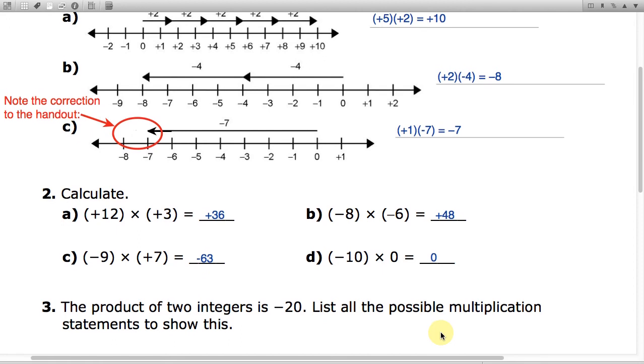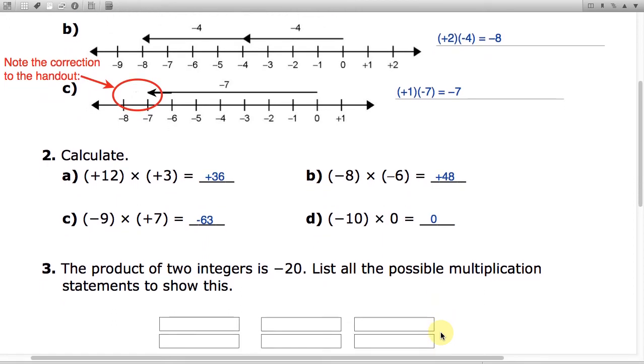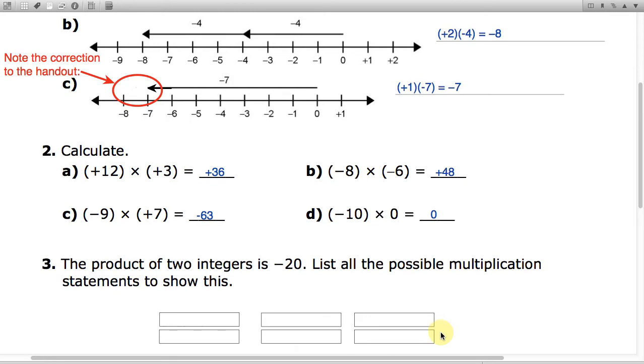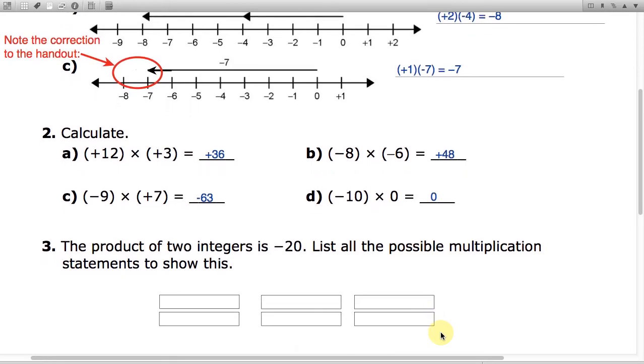So now taking a look at the next question, we would like to list the numbers whose product is, so we want 2 integers whose product is negative 20. We want to list all possible multiplication statements. So here is one, starting off with the simplest. Of course, 1 will go into 20 times, and a positive times a negative will give you a negative. But also a negative times a positive will also give you a negative. So there are 2 possibilities.